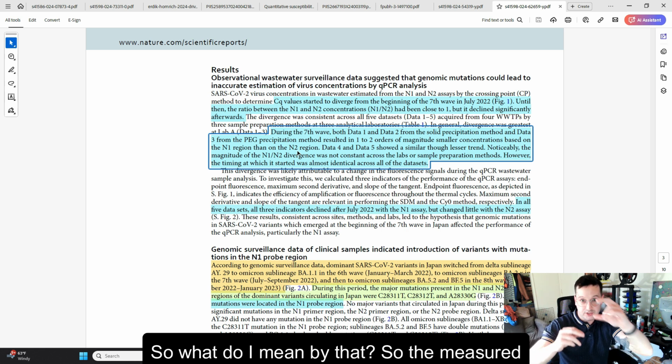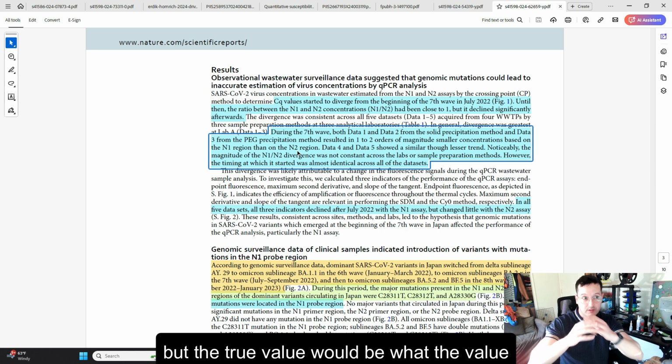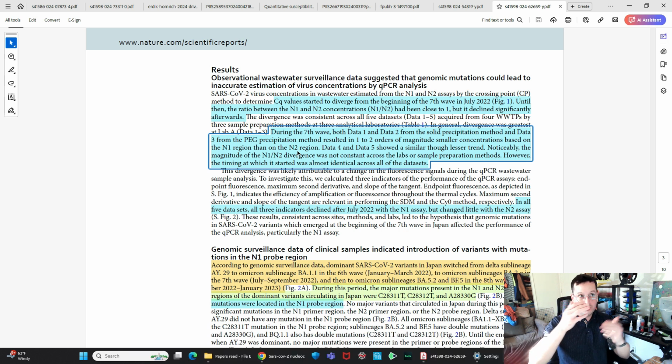So what do I mean by that? The measured concentration is what you get with your machines, but the true value would be what the value actually is. So your measured value is less than what is actually there.